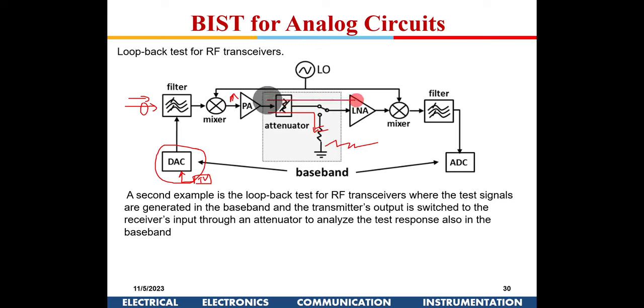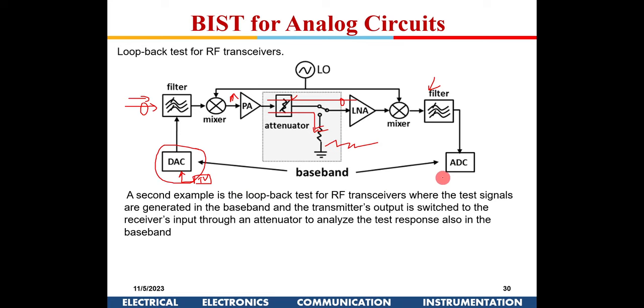Since this receiving antenna is supposed to receive signal, you can't pump the entire power in, or this will burn off. So I have an attenuator in between, and the fraction by which the signal is attenuated is known to me. So I know what is coming here. Again, I have the same local oscillator, so I get this signal back to the baseband, and then I have an analog to digital conversion, and then I compare these two data.